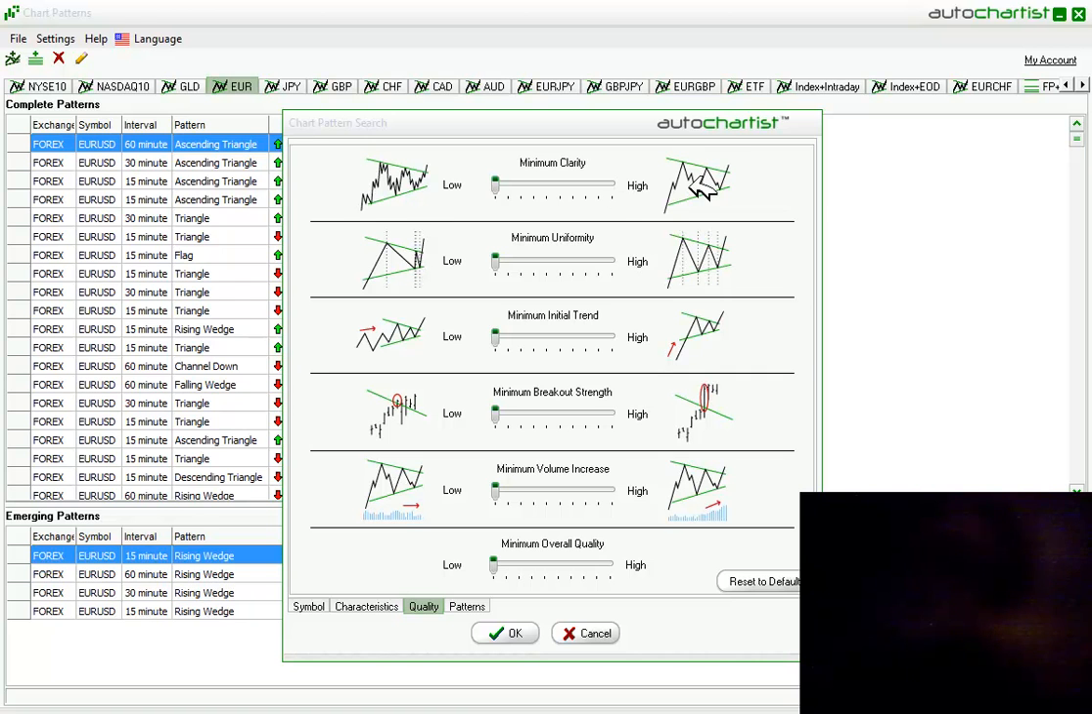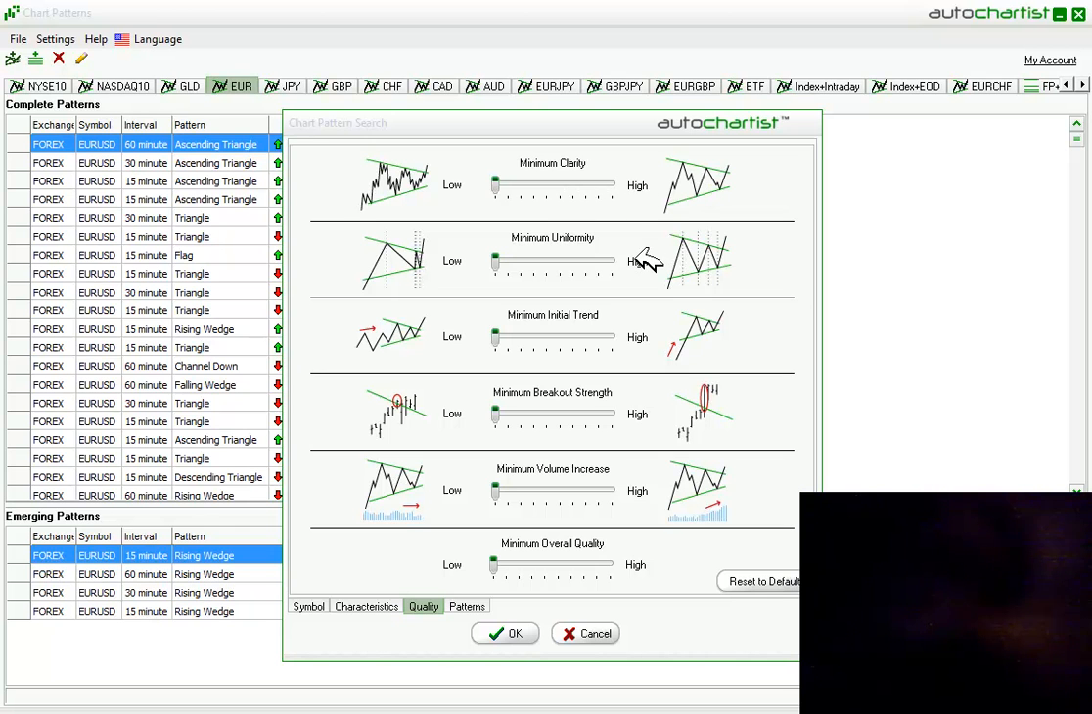When there's good, clean price action, of course, this is an aesthetic reading to a certain degree. Sometimes we as traders know it looks good. AutoChartist is able to take that aesthetic reading and actually give it more of an objective measurement. When we see good, clean price action, the minimum clarity would be considered high.